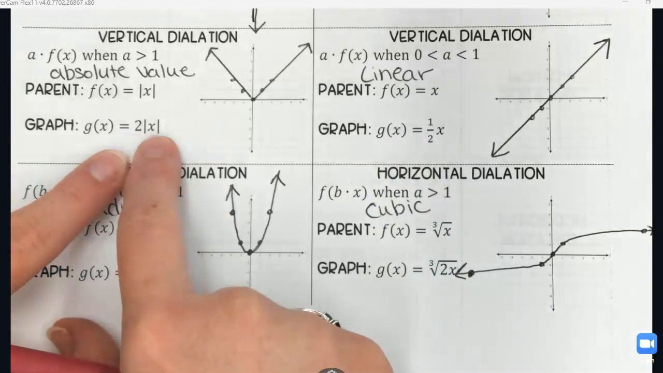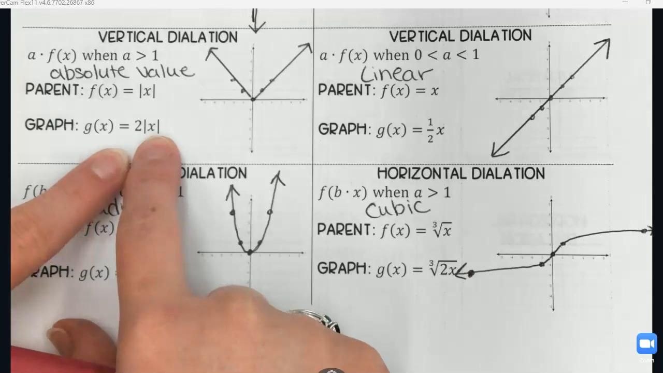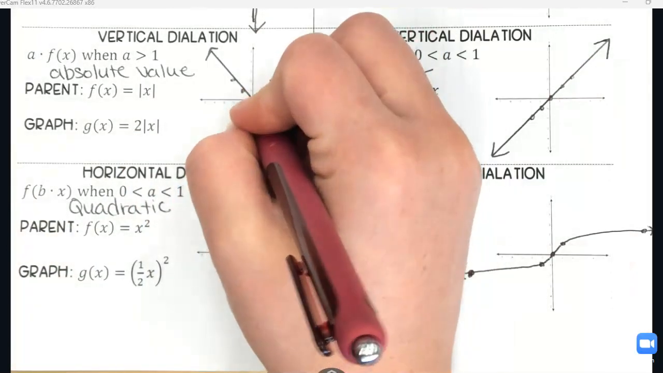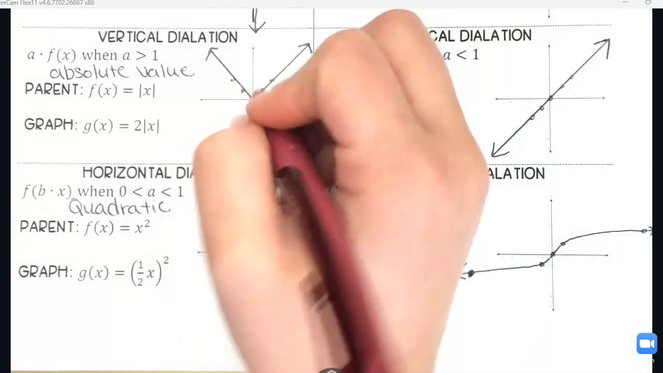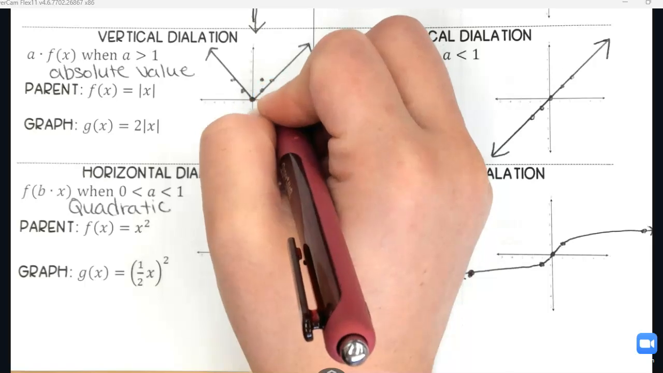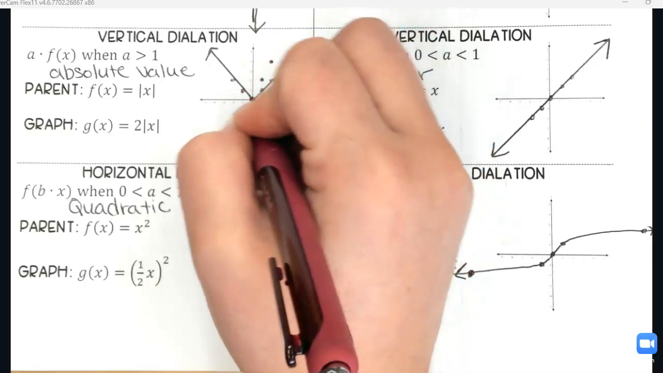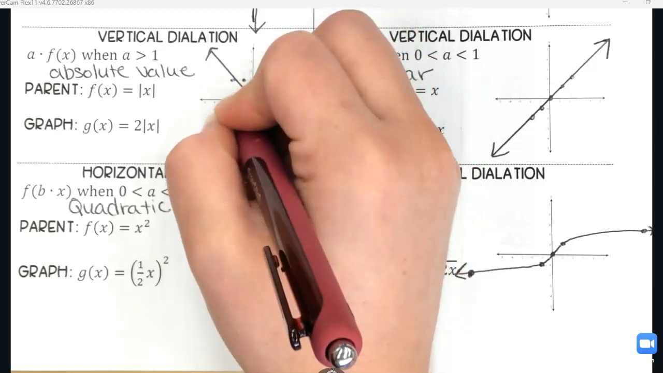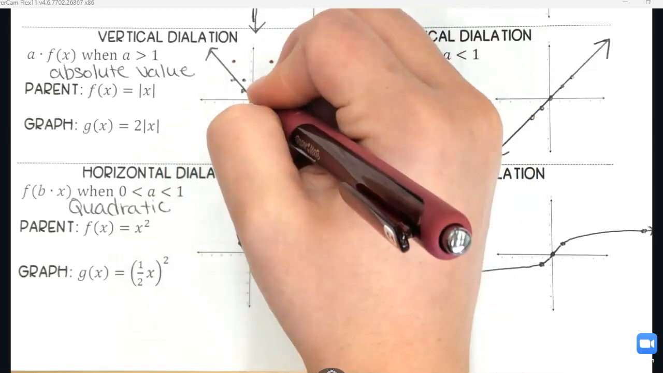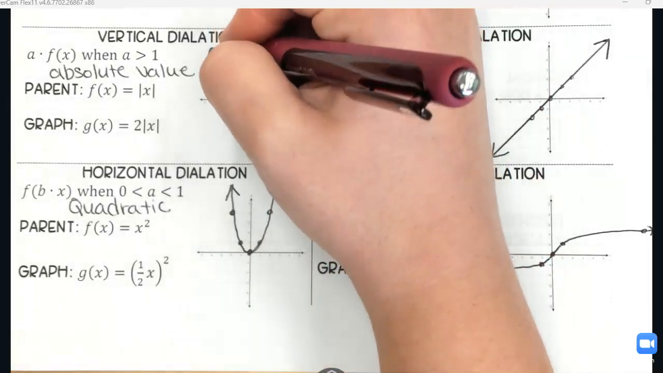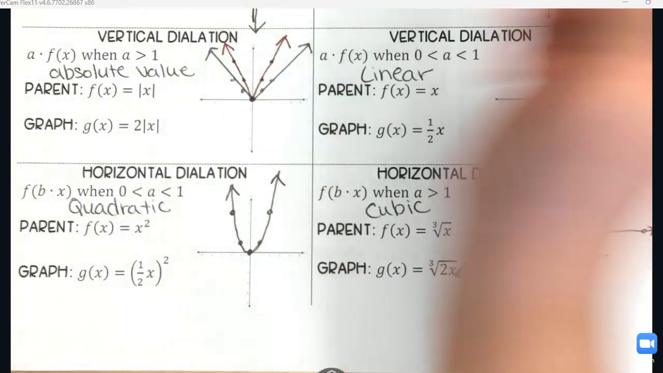So here I have 2 times the absolute value of x. That means I'm going to double each of my y-coordinates. Now 0 times 2 is still 0, so the vertex doesn't move. But 1, 1 becomes 1, 2. 2, 2 becomes 2, 4. Negative 1, 1 becomes negative 1, 2. Negative 2, 2 becomes negative 2, 4. So my x-coordinates did not change. We just doubled all of our y-coordinates.